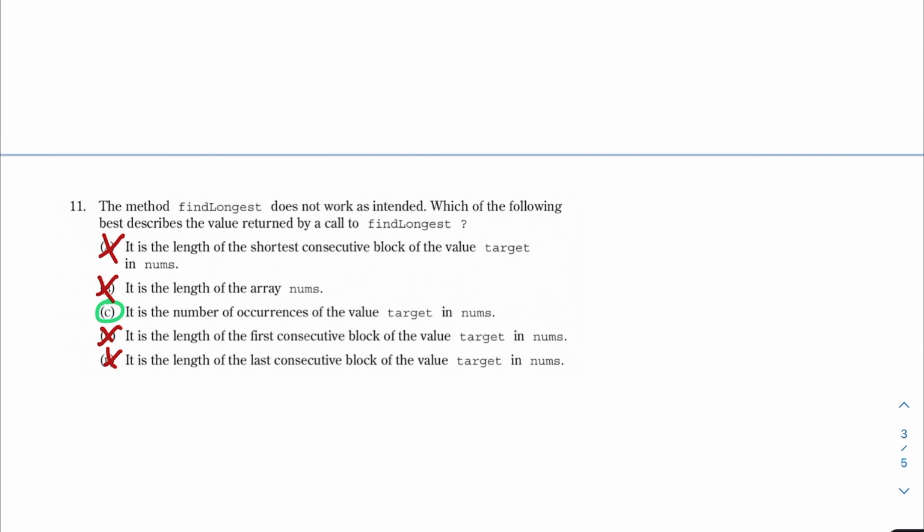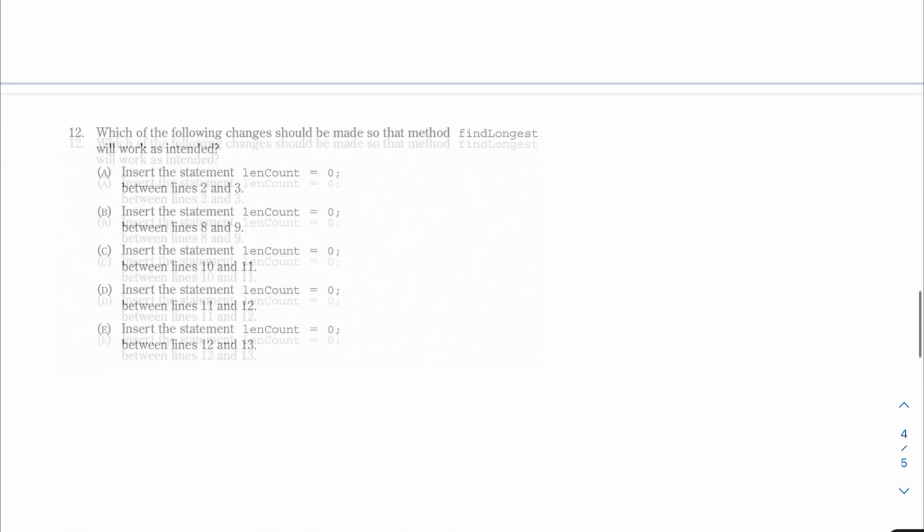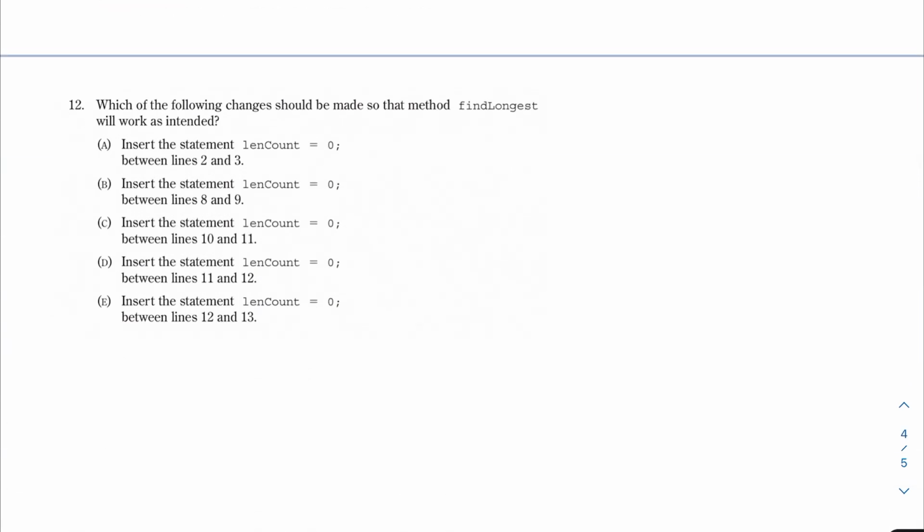I just did it just for peace of mind. After a little bit, hopefully you started to see a pattern. Let's move on to problem 12. So problem 12 is still talking about that same find longest method.